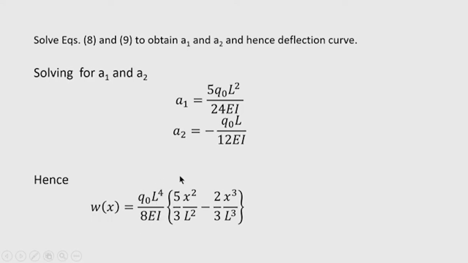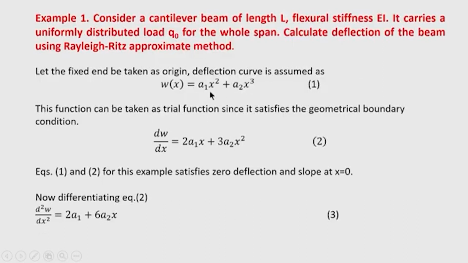So, here by taking two terms in the deflection series or deflection polynomial, we have chosen a polynomial function, but it is not necessary to choose a polynomial function. A trigonometrical function can also be chosen.